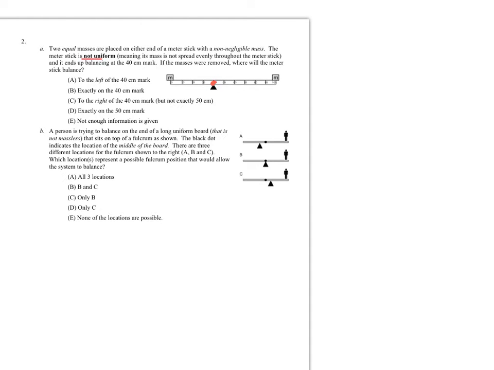Now we do know it's not uniform, so the mass is not evenly spread out, which means we can't say that center of mass is right at the 50. We're told that it is not at that 50. So let's think first about what torques we have acting on it. So we have a torque from the mass on the right going in the clockwise direction. We have a torque from the mass on the left going the counterclockwise direction.